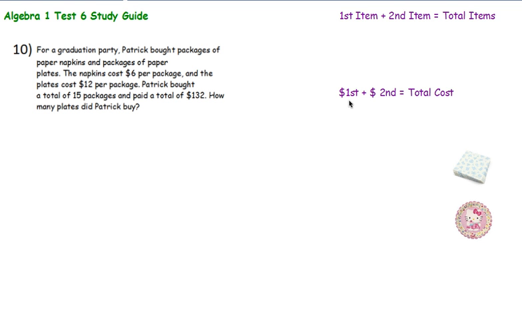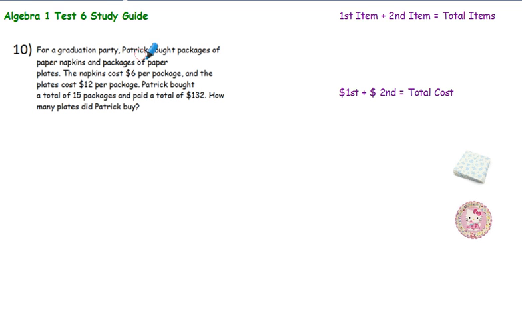And then they'll tell you how much each thing cost, right, first and second item. And then they'll tell you the total cost that you spent. But what you don't know is how much of each thing that you bought. So I think the first thing is identifying, what are we buying? What are the items in this particular problem?